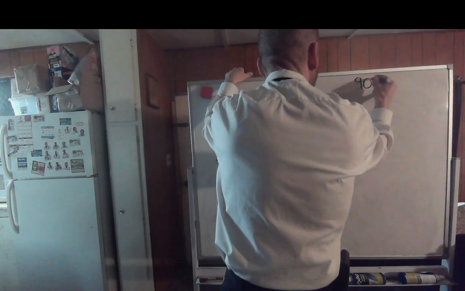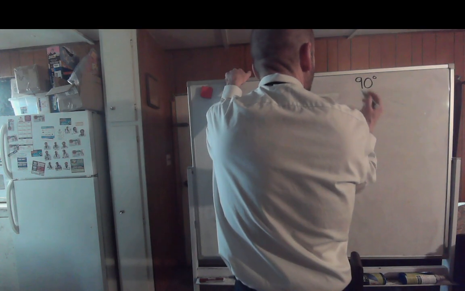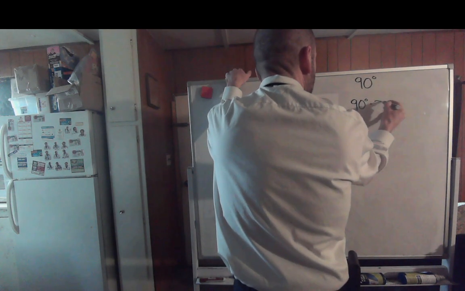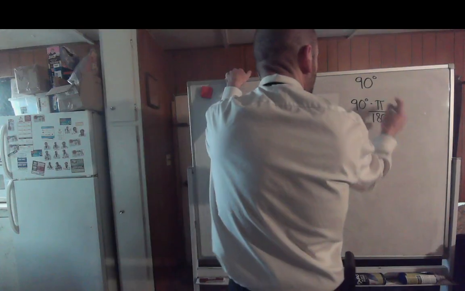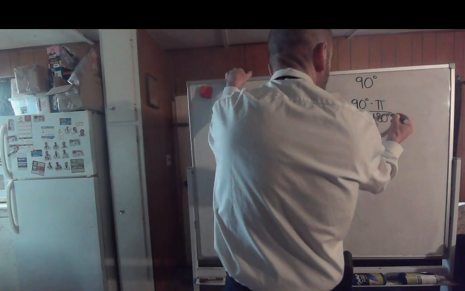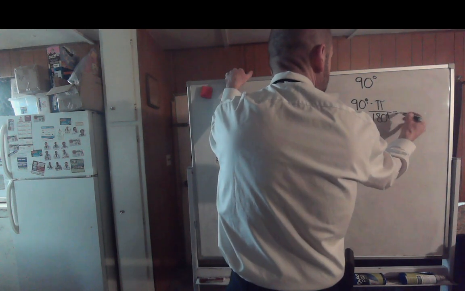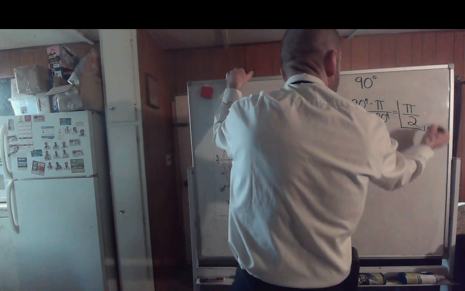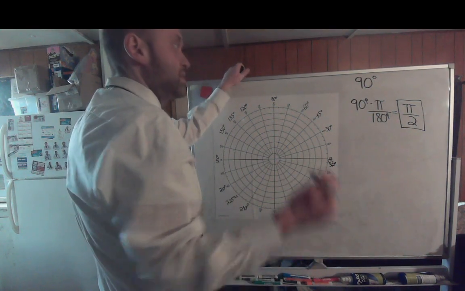Let's say I want to do 90 degrees. So I'm going to take 90 degrees and I'm going to convert that into radians. So I take 90 degrees times pi over 180 degrees. Since 1 pi corresponds to 180, my degrees cancel out. 90 over 180 is 1/2. So 90 degrees is the same as pi over 2 radians.